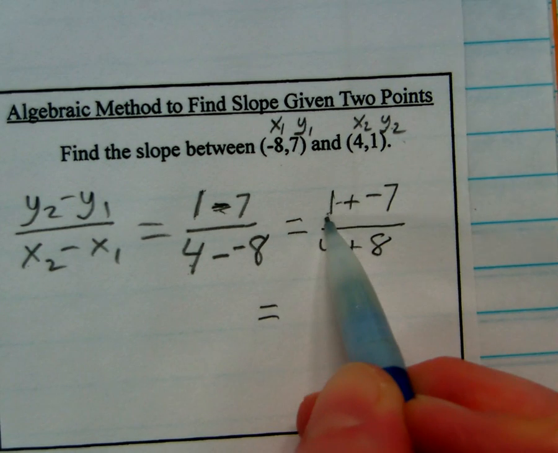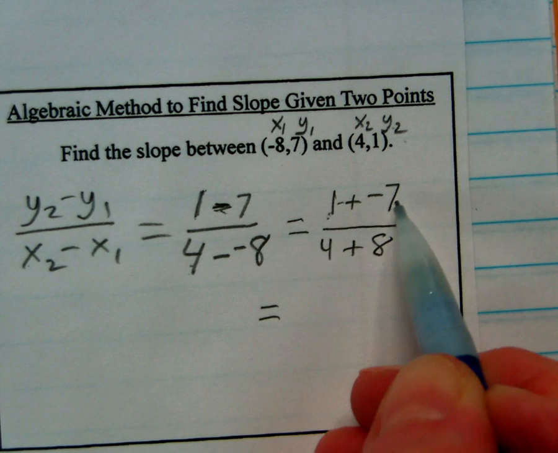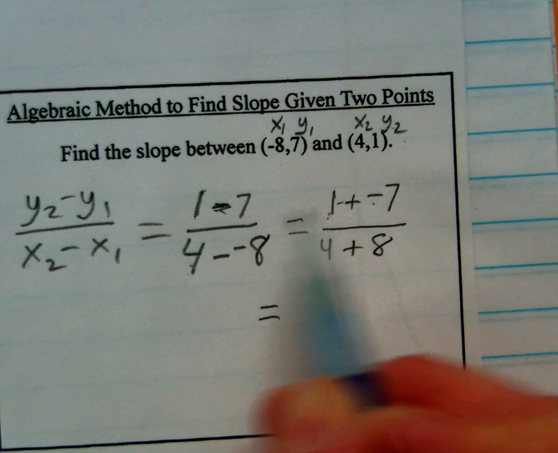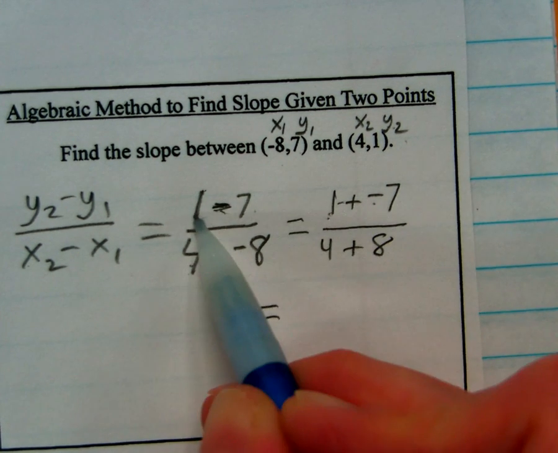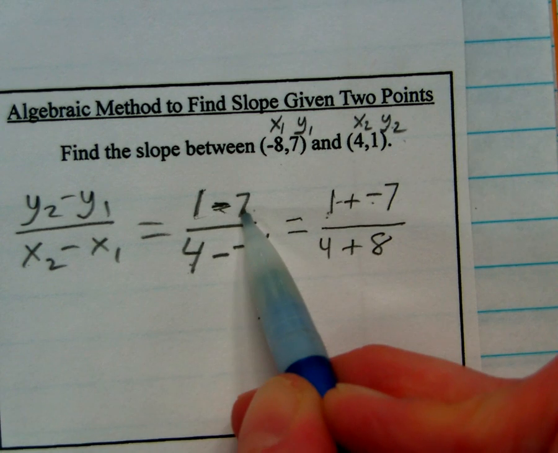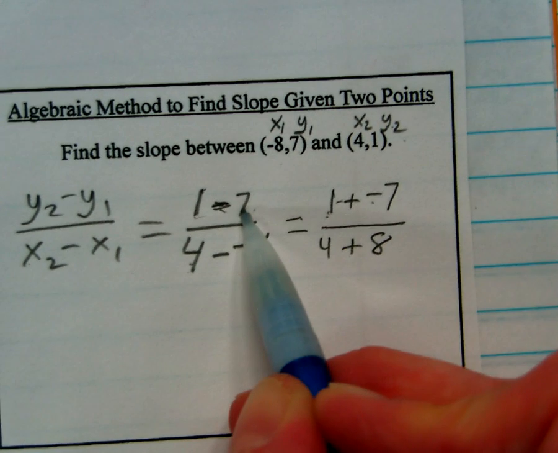So this tells us we're going to have 1, and then we're going to go backwards 7. You don't have to rewrite it. So this is like I have $1, but I owe 7. So if I pay them the $1 that I have, how much will I still owe?